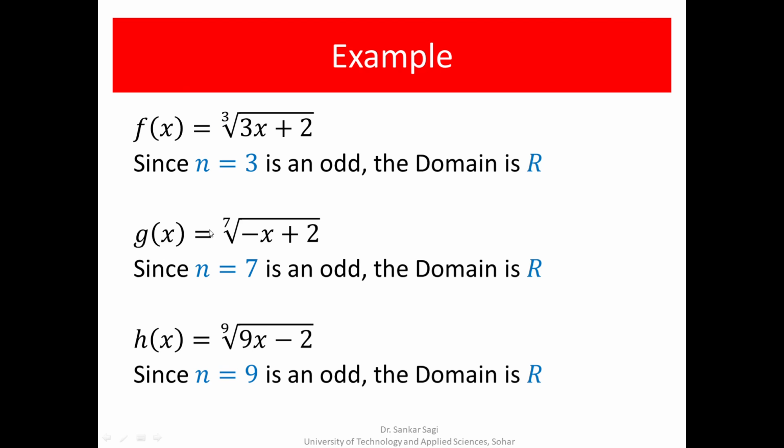Similarly, if g(x) is the 7th root of minus x plus 2, again n is 7, which is an odd number. Therefore the domain is again R. You can take any value for x, because the domain is R, any real value which is positive or negative or 0. Similarly, if h(x) is the 9th root of 9x minus 2, again n is 9, therefore the domain is R. So you can take any x value which is a real number for this radical function.